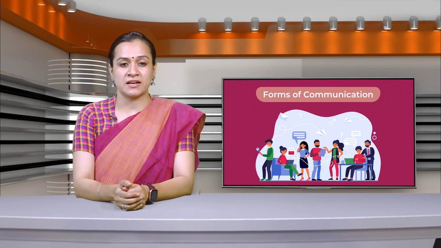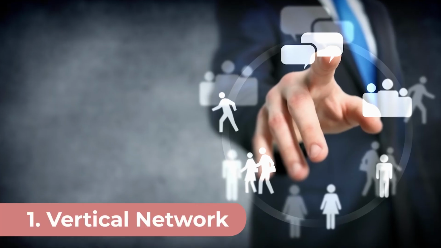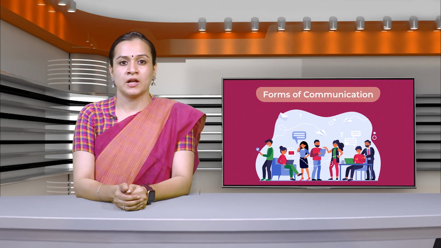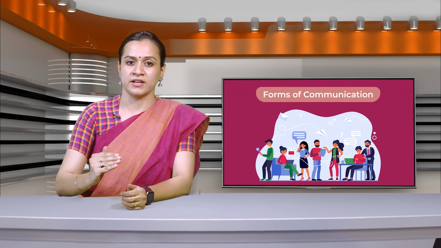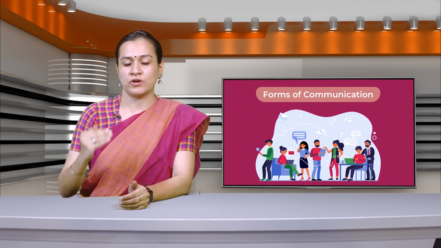There can be many patterns of communication network. The most frequently followed networks are the following ones. First, the vertical network. The vertical network is usually between the superior and the subordinate and vice versa, that is, subordinate and the superior. It is a two-way communication. Immediate feedback is possible in this type of communication network. It is a formal network.